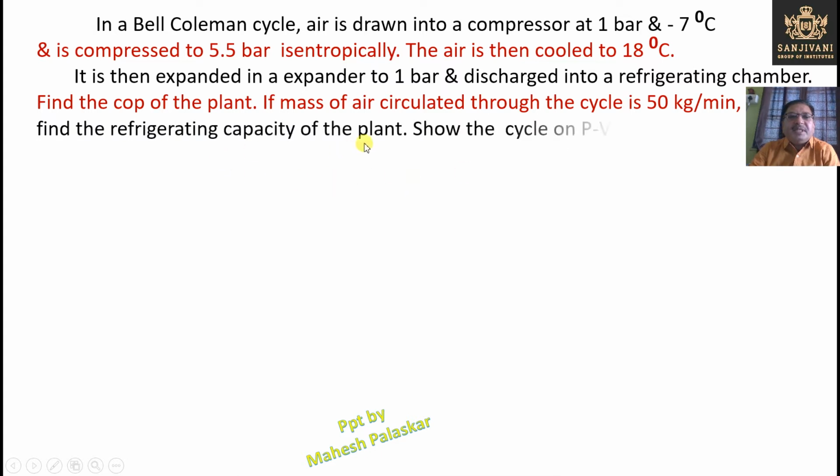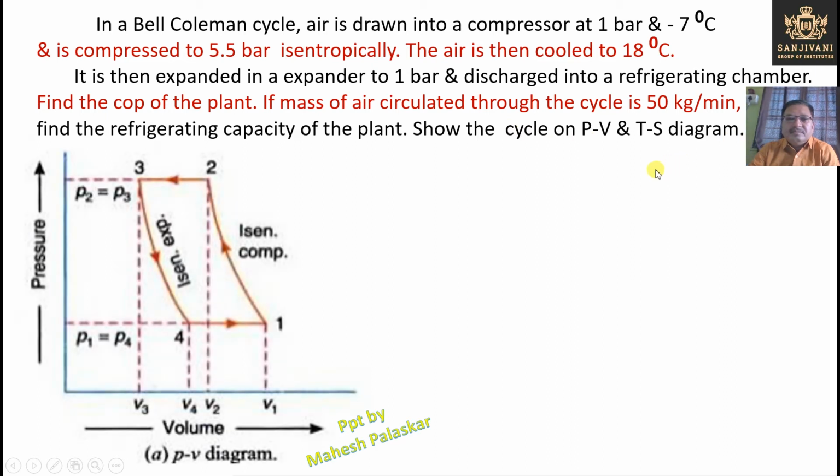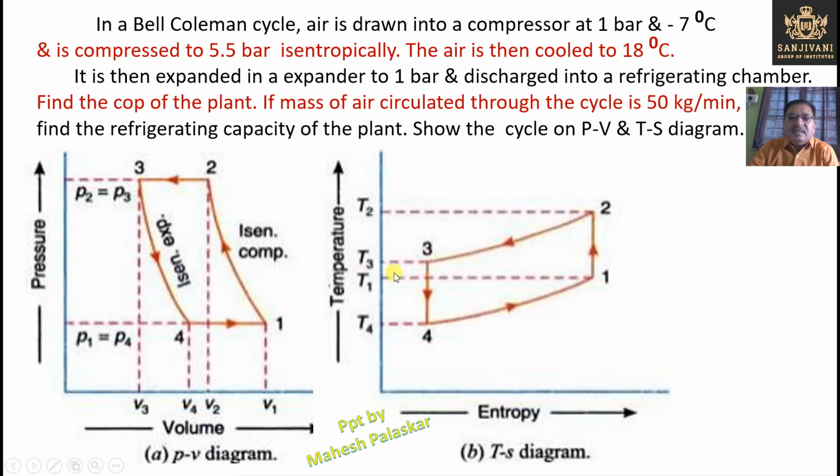Find the refrigerating capacity of the plant. Show the cycle on PV and TS diagram. So this is the PV diagram, pressure volume diagram for this particular cycle. This is the TS diagram, temperature entropy diagram for the Bell-Coleman cycle.